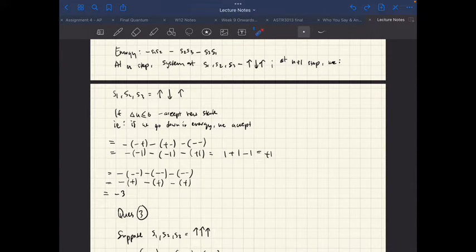If we change the flipped spin to up, everything is negative, and we got -3. Because the initial energy is higher than the latter energy, we accept the new state. So the answer is we accept the trial state.